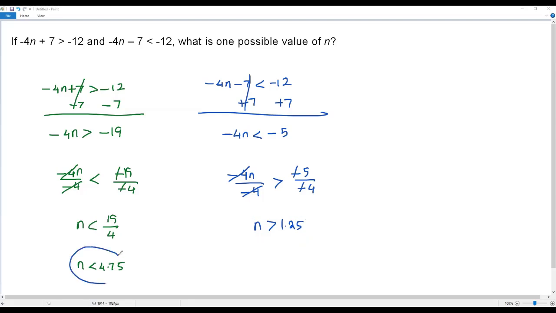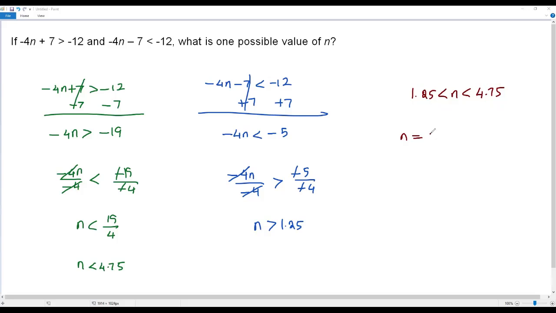and the solution of the first inequality says n has to be less than 4.75. Now what we can do is combine both the solutions. That is 1.25 less than n less than 4.75. That is n has to be between these two values, 1.25 and 4.75. So we can list out the integer values for n. Actually, there is no restriction that n has to be an integer. Anyways, I just list out only the integer values between 1.25 and 4.75.